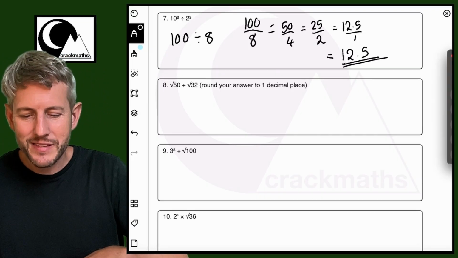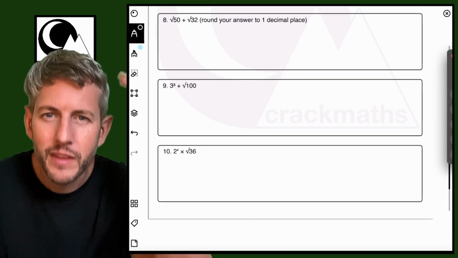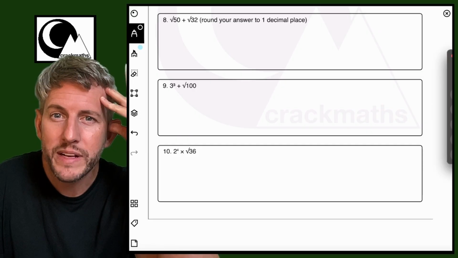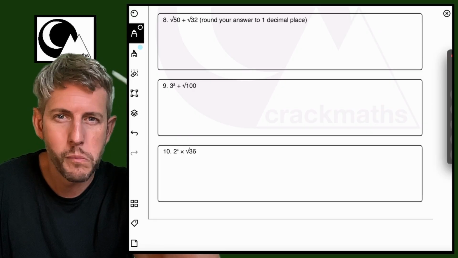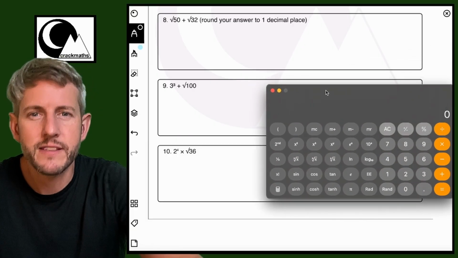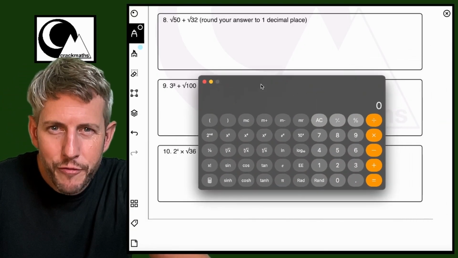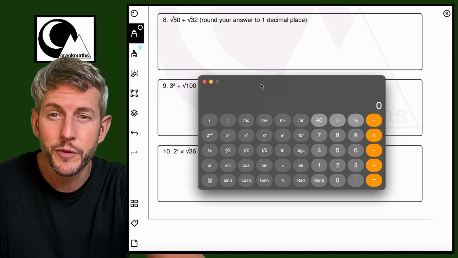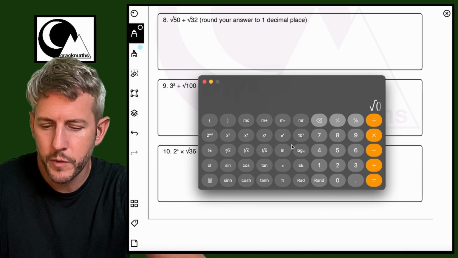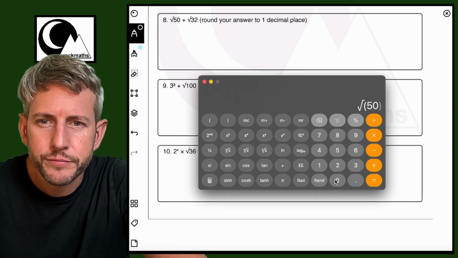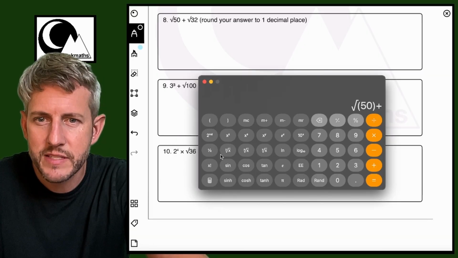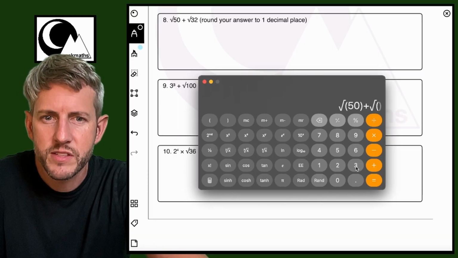Okay, right. Let's have a look at question 8. So question 8, it's a square root one again, but we don't have square numbers, so we are going to need to use a calculator because no one is expecting anybody to know the square root of 50 and the square root of 32 without a calculator. So I'm going to just type all of this in one go. So we've got root 50, close bracket, very important thing to do, otherwise it will put everything under the same square root, plus the square root of 32.